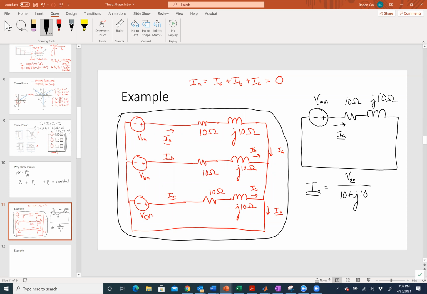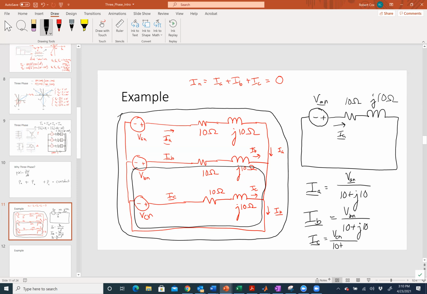How would I approach trying to figure out IB? I'd do the same concept, around the loop that included this one. It's basically the same except VBN. Yep, that's right. IB would be VBN divided by 10 plus J10. And without even thinking about the loop, tell me what IC is going to be. VCN over 10 plus J10. Yep, VCN divided by 10 plus J10.